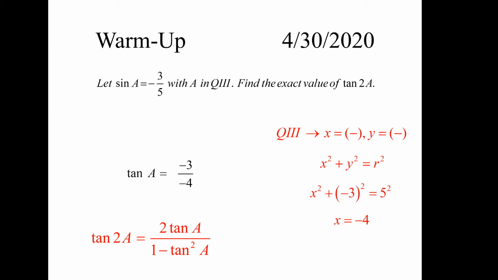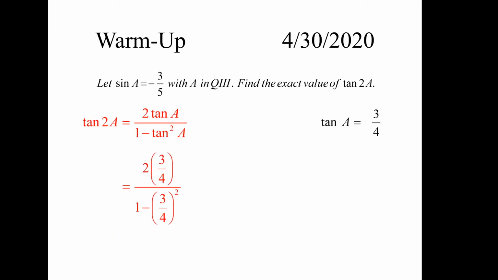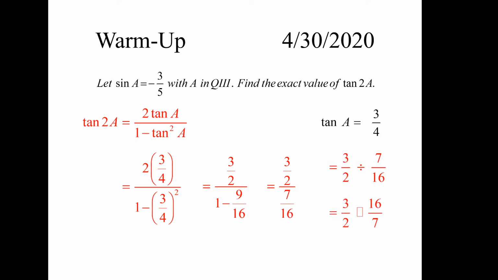So tangent A is negative 3 over negative 4, which is 3/4. Then plugging the number into the given formula, we have 2 times 3/4 over 1 minus (3/4) quantity squared. That's 3/2 over 1 minus 9/16. Dividing, we multiply by the reciprocal, so we have 24/7. The little rectangular box right here means a multiplication sign, or a dot.